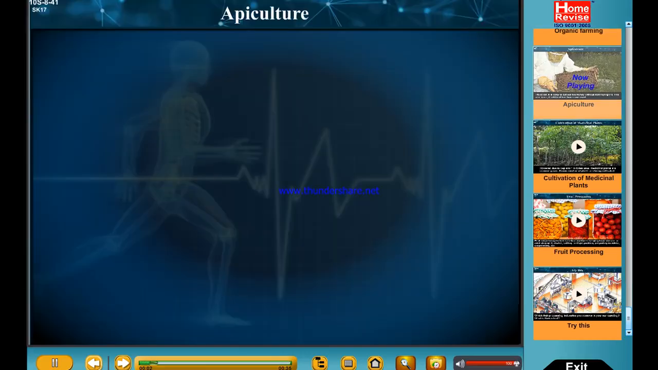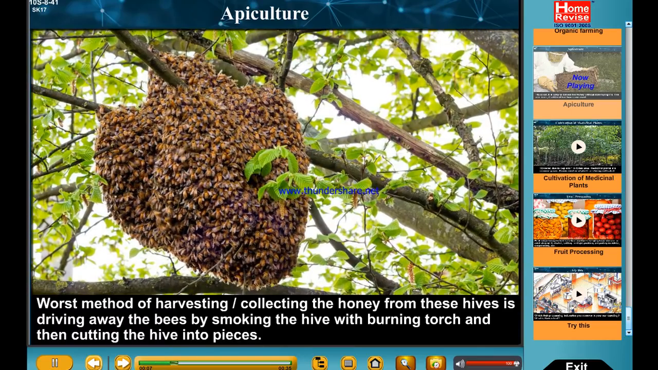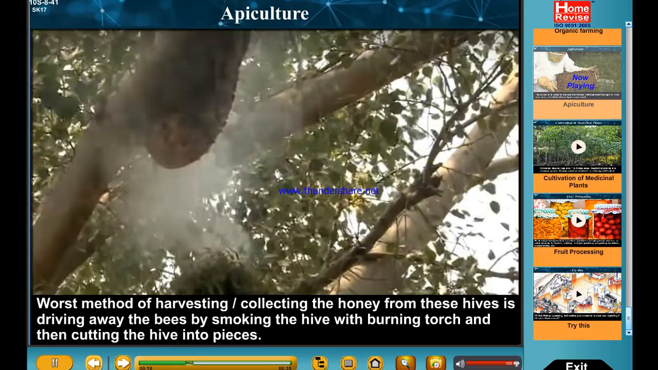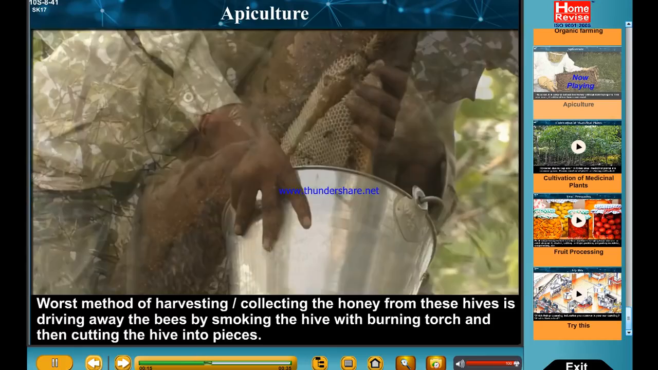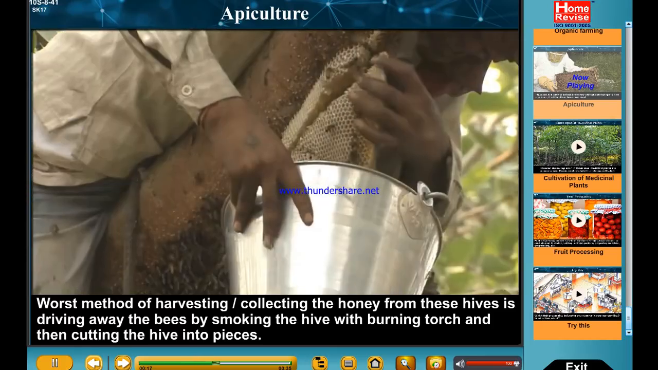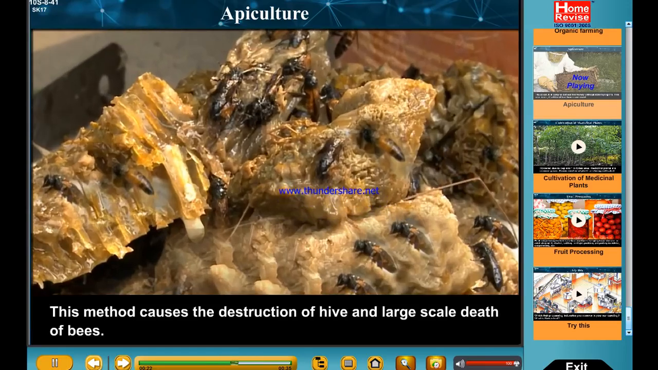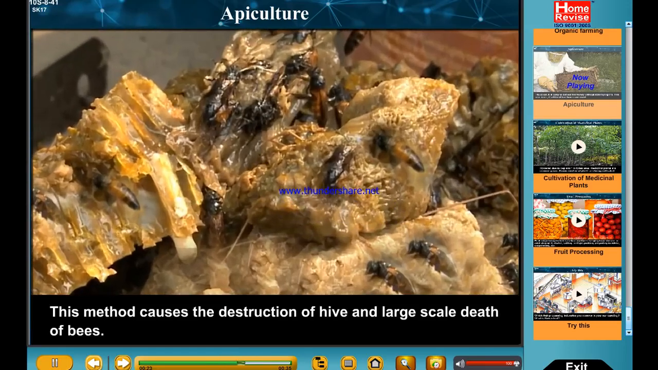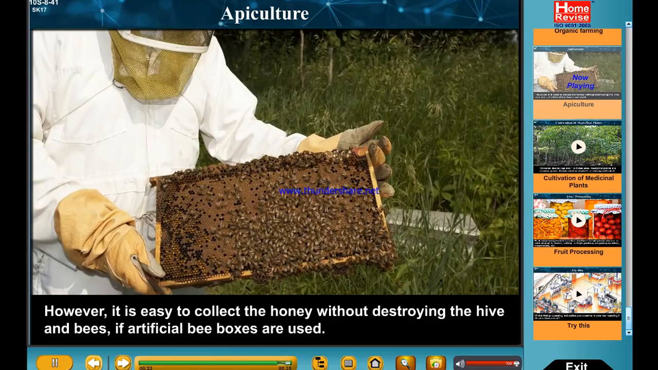Apiculture. You must have seen the beehive. The worst method of harvesting or collecting honey from these hives is driving away the bees by smoking the hive with a burning torch and then cutting the hive into pieces. This method causes the destruction of the hive and large-scale death of bees. However, it is easy to collect the honey without destroying the hive and bees if artificial bee boxes are used.